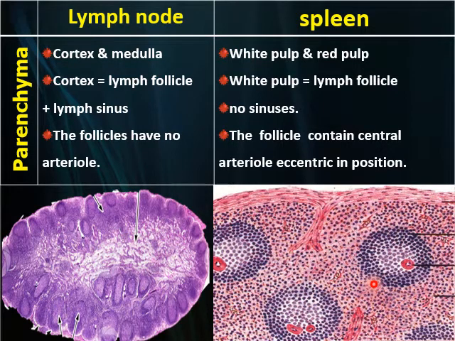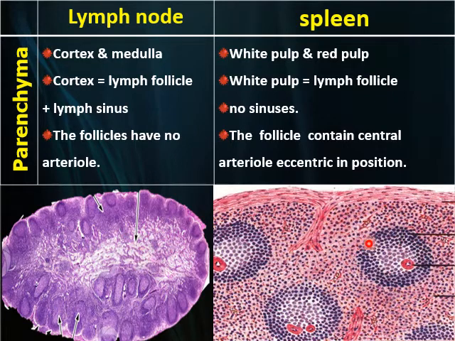The cortex in the lymph node is formed of lymphoid follicles, which we studied before. These lymphoid follicles contain spaces between them. These spaces are called the lymphoid sinuses or lymph sinuses.